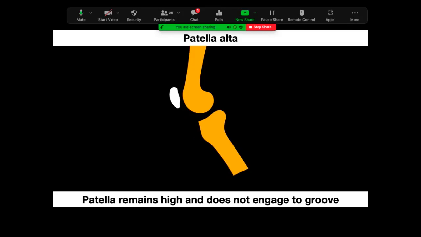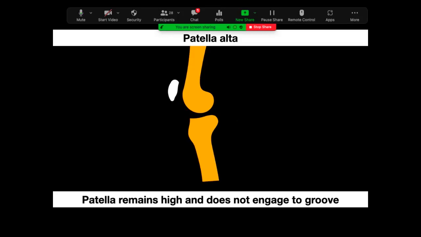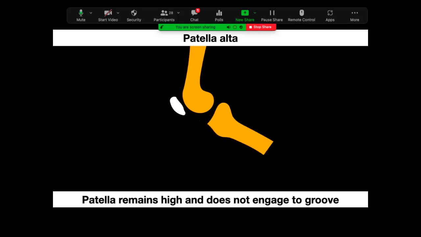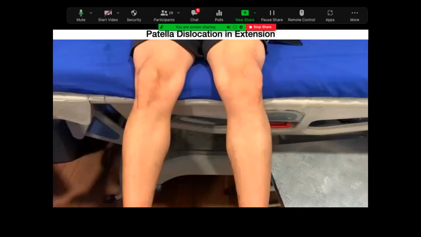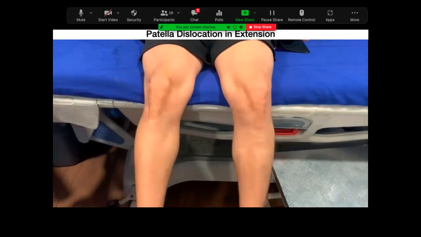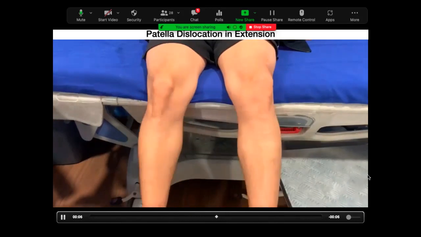In this case, if there is a patella alta, whatever you do, if you do only MPFL reconstruction, the patella is not going to come down. So the chance of recurrence is very, very high, which I'll talk about in my second talk. You see that this is one example of patella alta, and the patella dislocates in extension.